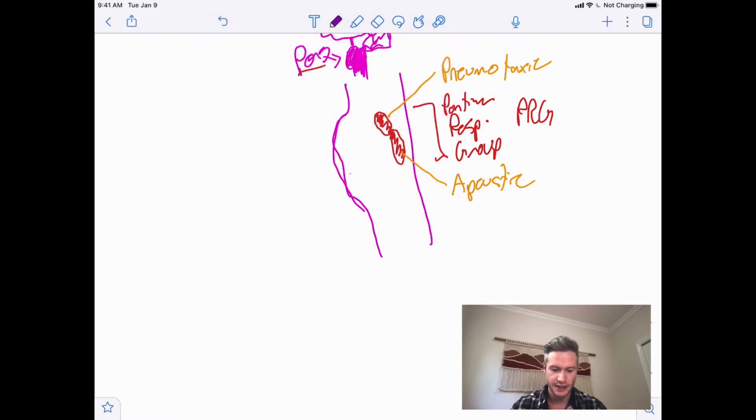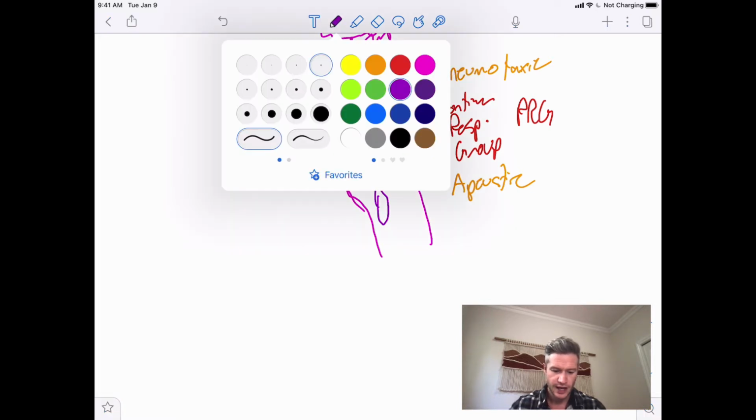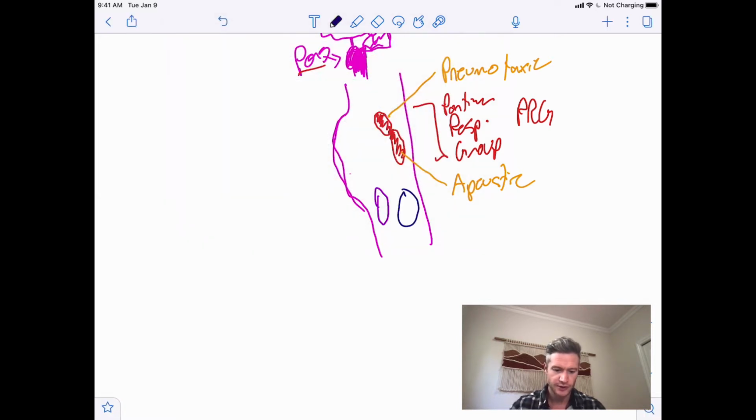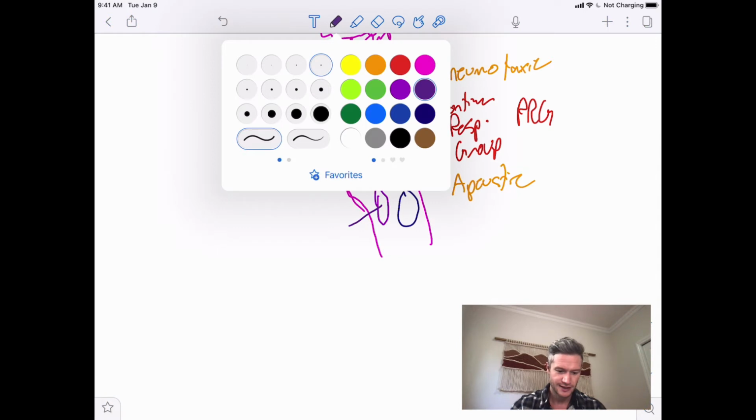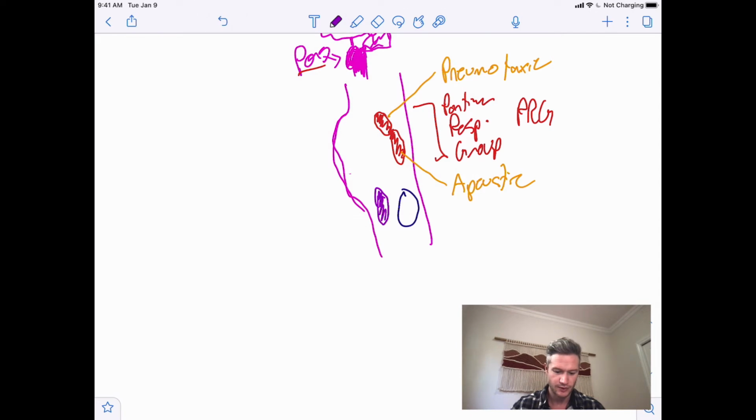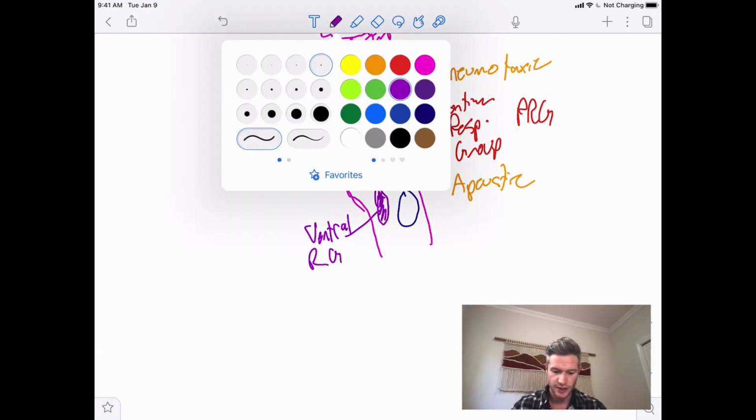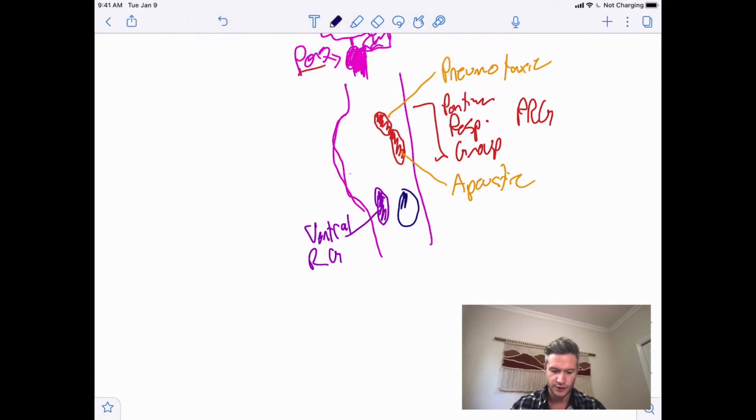These influence a couple of other centers that you've probably come across already, and that would be the ventral and the dorsal respiratory centers as well. So ventral, you can say respiratory center or respiratory group, and then this would be the dorsal respiratory group.